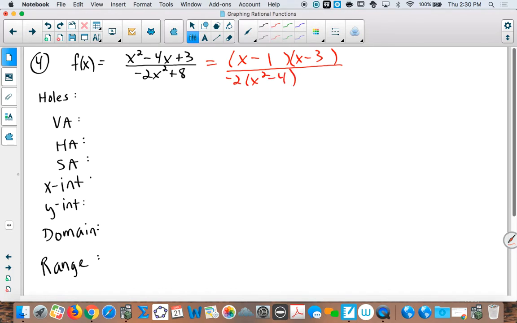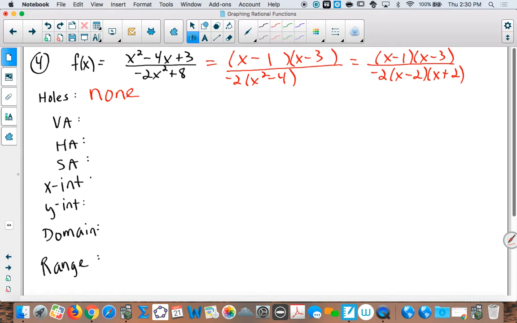Oh, so I can actually keep going, can't I? So we keep our x minus 1, x minus 3 in the numerator. Our denominator, we can continue to factor our difference of squares. Does anything cancel? No. Nope. So we haven't done any with the hole. You guys will do those on Monday. They'll show up there.